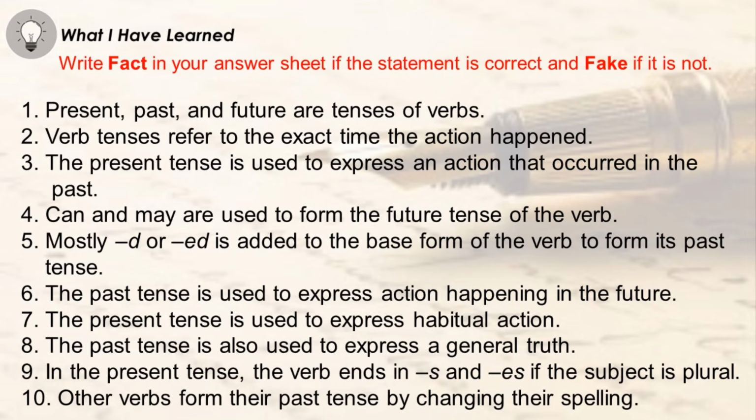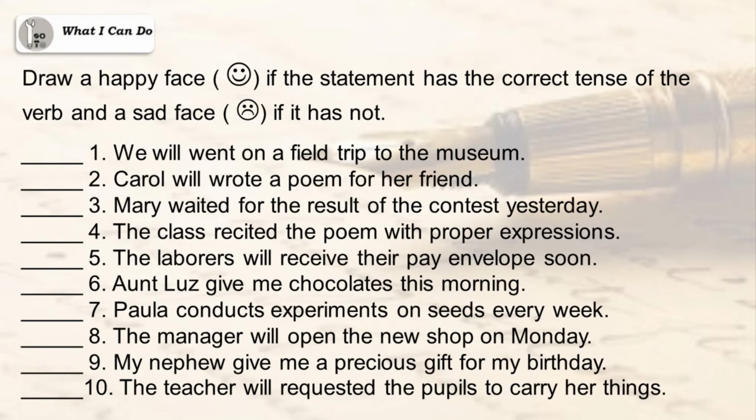9. In the present tense, the verb ends in s if the subject is plural. 10. Other verbs form their past tense by changing their spelling. Draw a happy face if the statement has the correct tense of the verb and a sad face if it has not. 1. We went on a field trip to the museum.